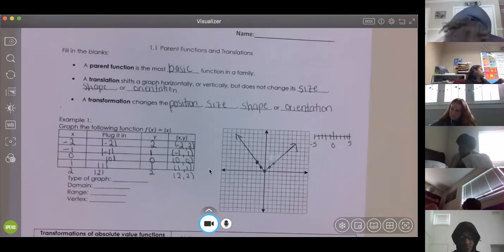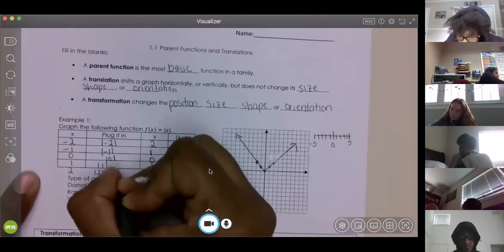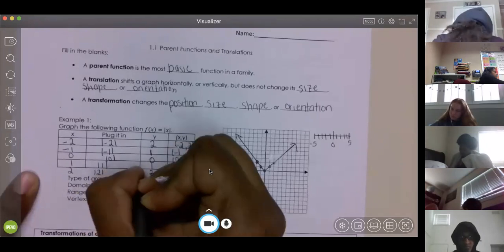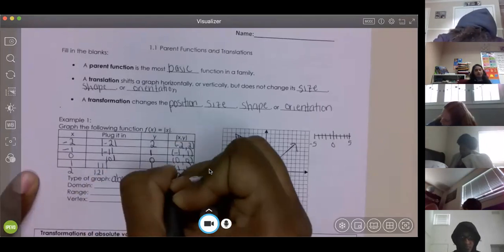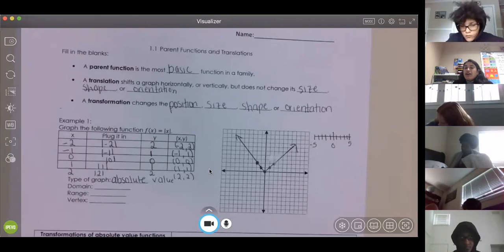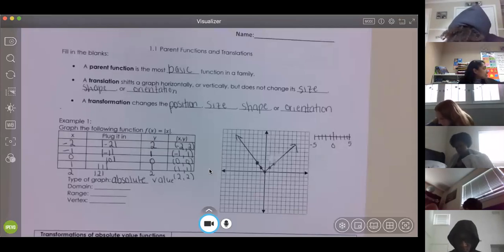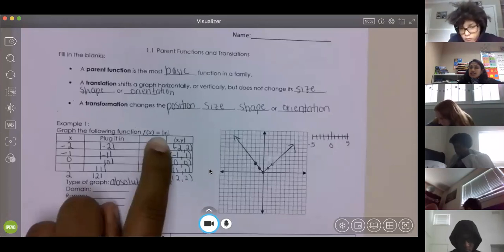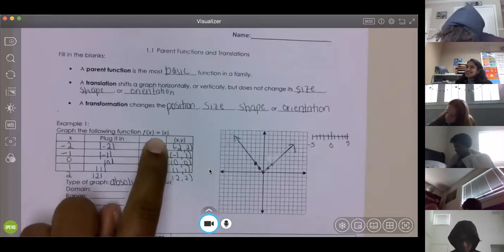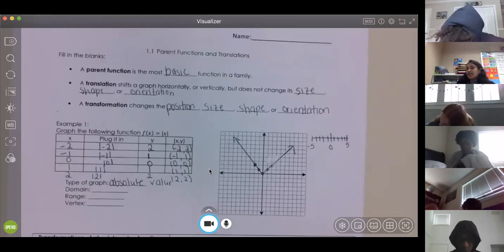All right, so that leads us to the type of graph. This is called an absolute value graph. That's a type of graph. And that's what we call the parent function. So it's the most basic function in the absolute value family. And how do I know it's the parent function? If you go back to the original function, you'll notice there are no other numbers, it's just an x. So parent functions don't have any other numbers, it's just the x. It's the most basic, it's always your starting point.